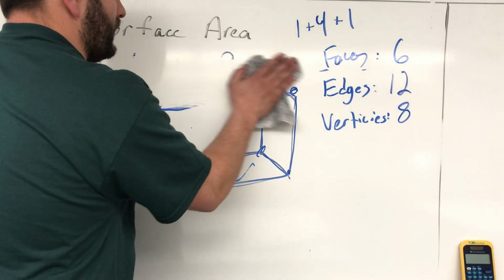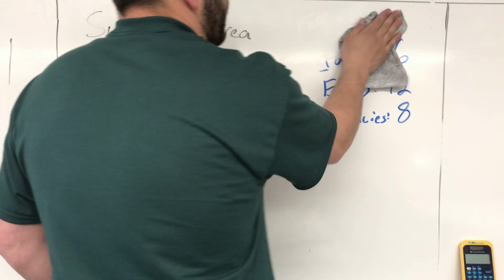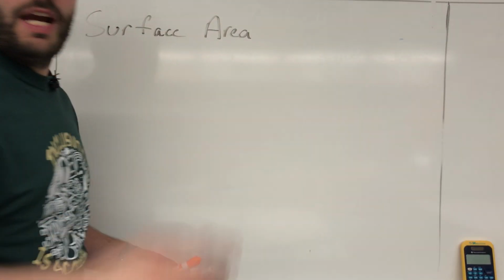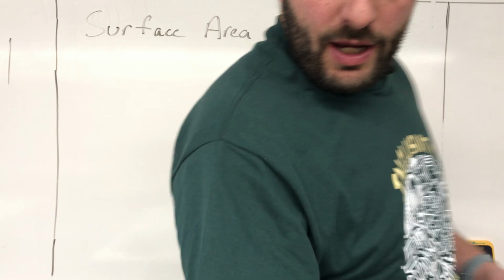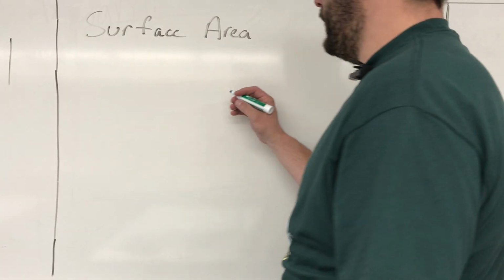A lot of rectangular prisms we think of as boxes, or the tops of desks that you're sitting at. Okay, staying with the prisms, we're going to go to a triangular prism.